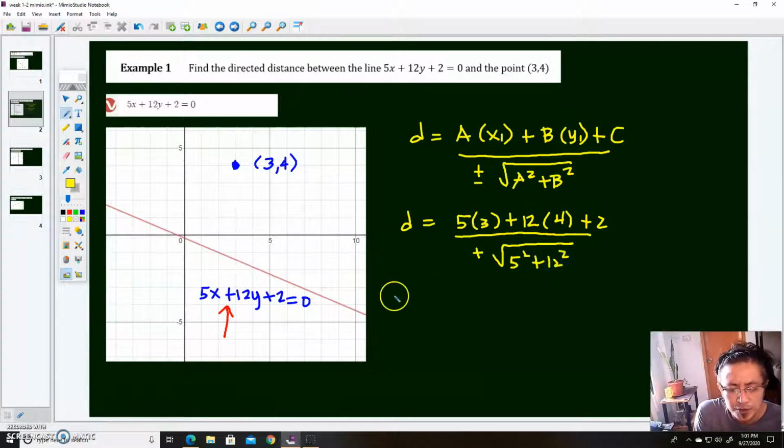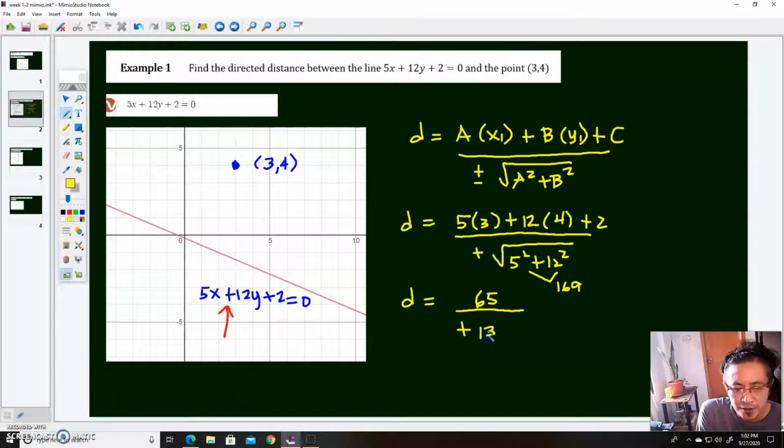So all we need to do is simplify this. You have 5 times 3, 15. This is 48. So that's 63 plus 2, that's 65. In the denominator, this is a plus. That's 25 plus 144 inside, that would be 169 inside, and square root of 169 is 13. So we'll get here a positive 5.